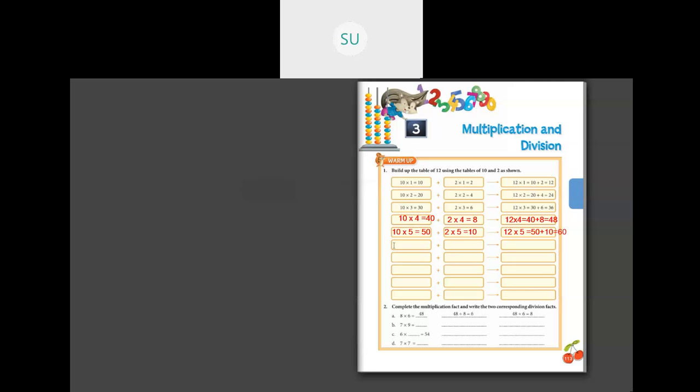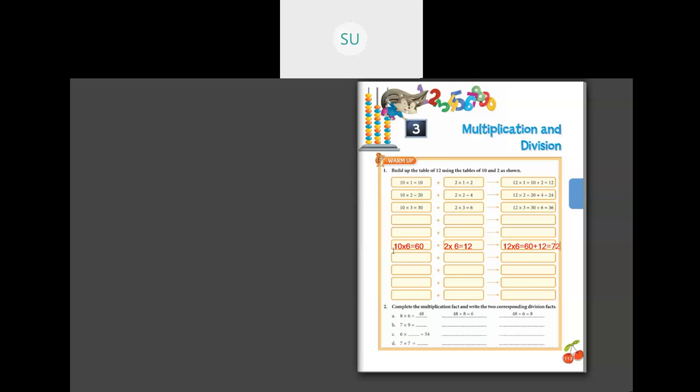So then next, we have 10 sixes. How much is 10 sixes? I hope you have written till 10 fives. We'll start with 10 sixes now. So 10 sixes is 60. Then 2 sixes is how much? 2 sixes is equal to 12. So 12 times 6, or 12 sixes, will be equal to 60 plus 12, which is equal to how much?